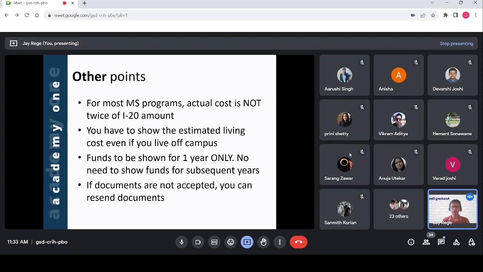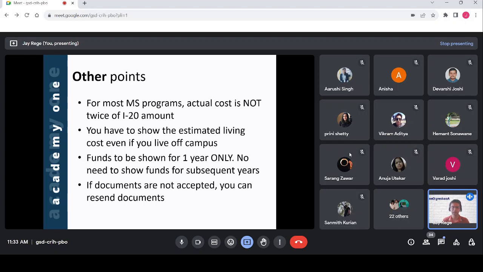As I said, funds have to be shown only for 1 year. You don't have to show funds for the second year. I mean, subsequently, after you get your I-20, the university is not going to ask you for any funds. The only time you might have to show funds to the university again is if you are enrolling for a second master's at that same university, or in case you are changing the university, then you might have to show funds to the new university for them to issue an I-20. But if you are just continuing with your master's at the same university, you don't have to show funds again to that university.